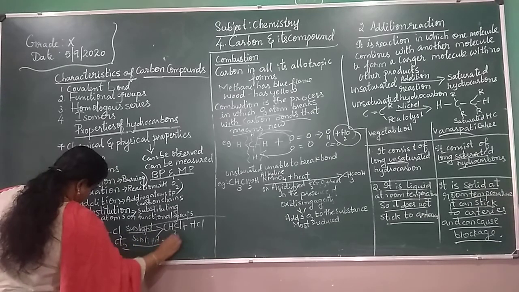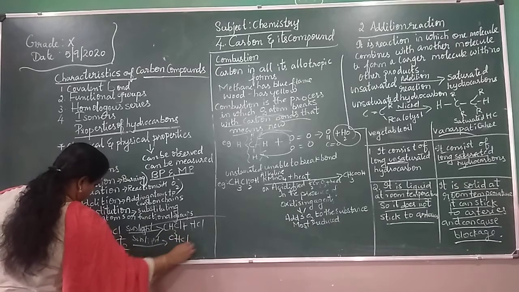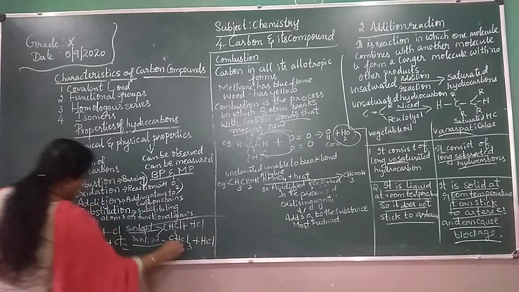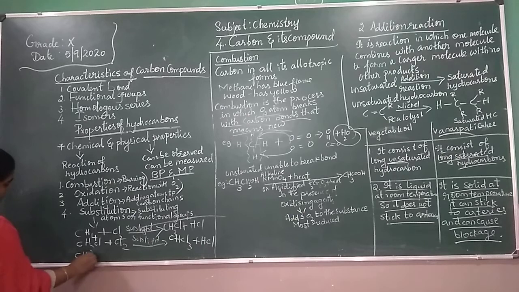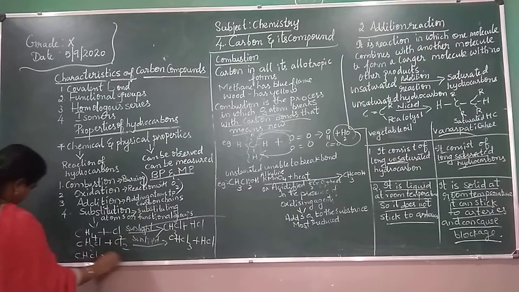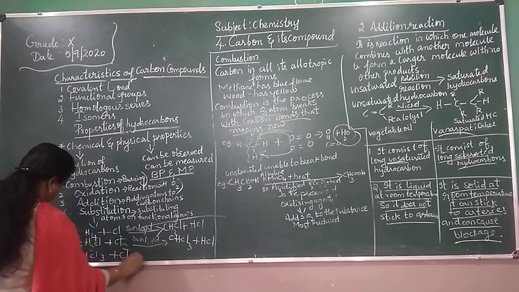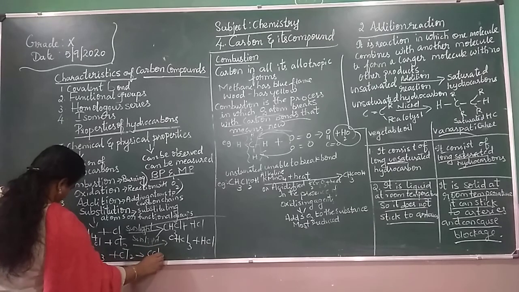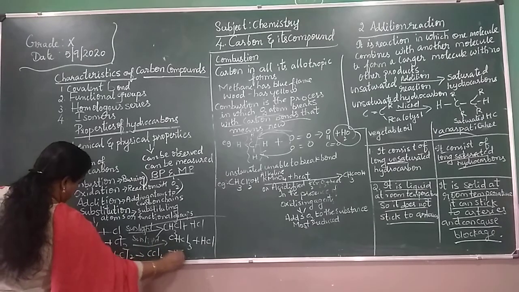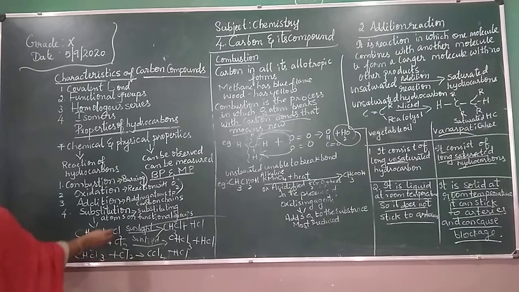We will get here CHCl3 plus HCl, and next CHCl3 plus Cl2, CCl4 plus HCl. So it is the chain reaction. You can see the chain reaction here.